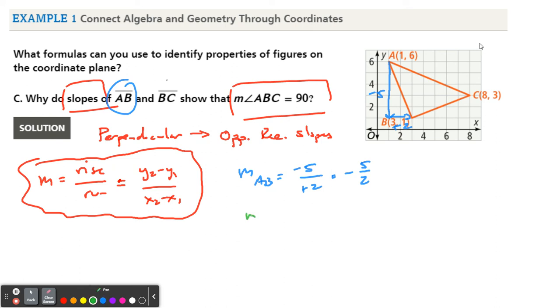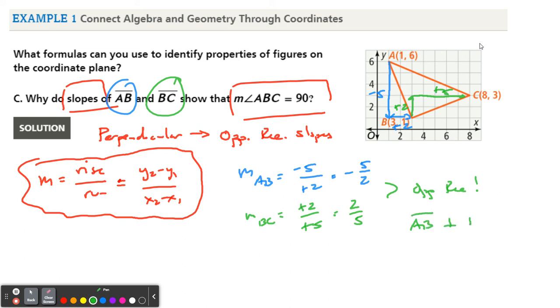And now in green, I'll do the slope of BC. So I will start at B and go to C. I'm going to go up 2. So that's a positive 2. And then go right 1, 2, 3, 4, 5. So that's a positive 2 over a positive 5, which is 2/5. These two slopes are opposite reciprocals. One's negative, one's positive. 5/2, 2/5. Therefore, we know that segment AB is perpendicular to segment BC. And this angle right here, angle B, is a right angle.